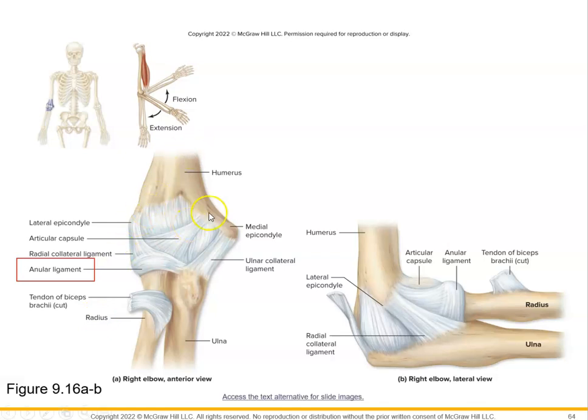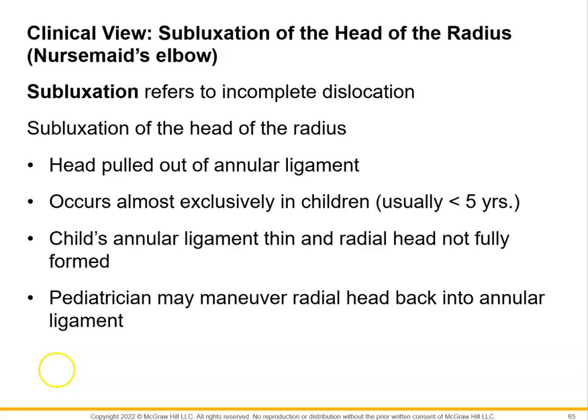So here we can see the ulnar collateral ligament on the medial side, and you can see the radial collateral ligament here on the lateral side, and then here's the annular ligament binding that head of the radius there. Okay, clinical application. We'll talk about the subluxation of the head of the radius.